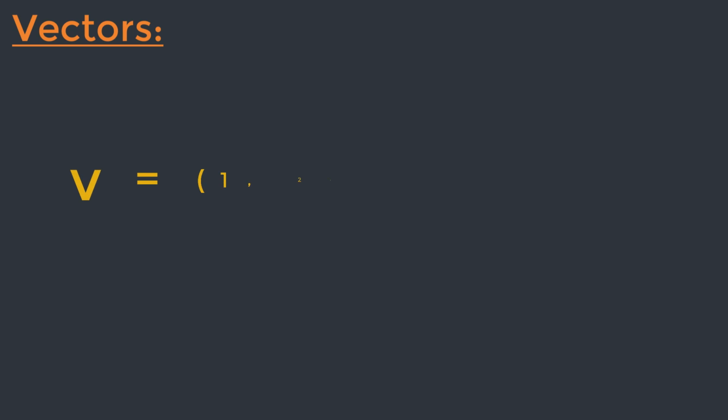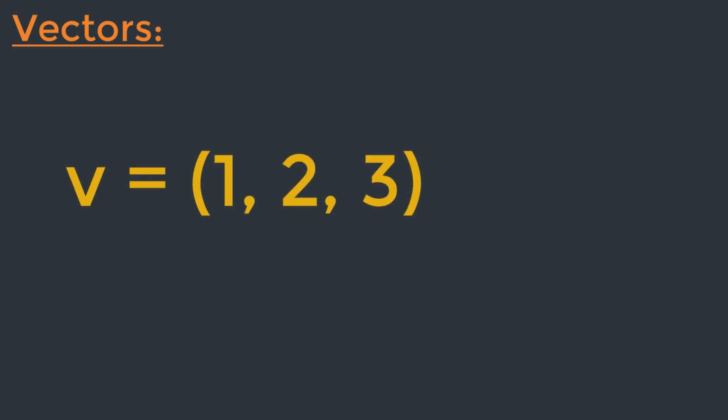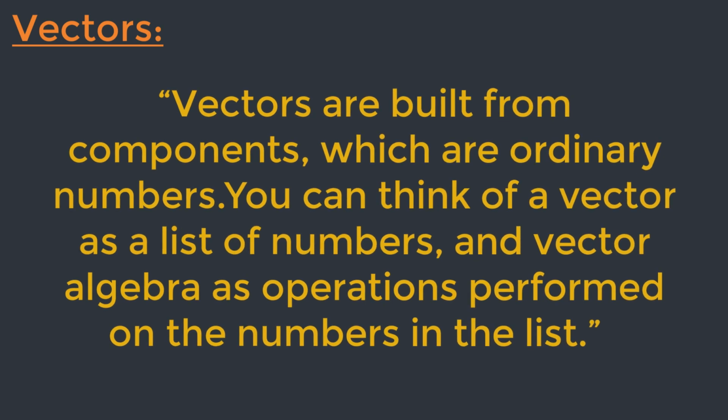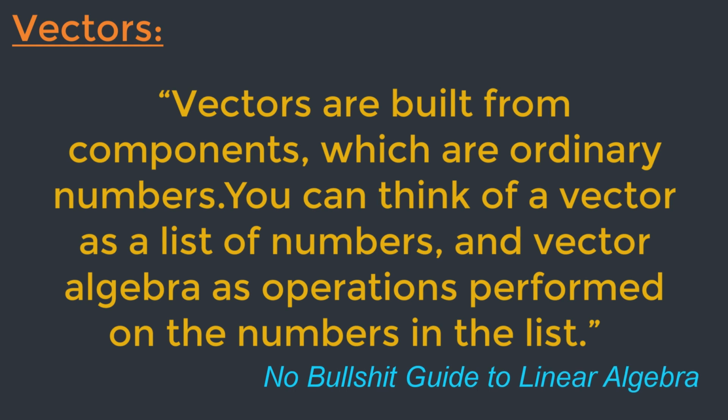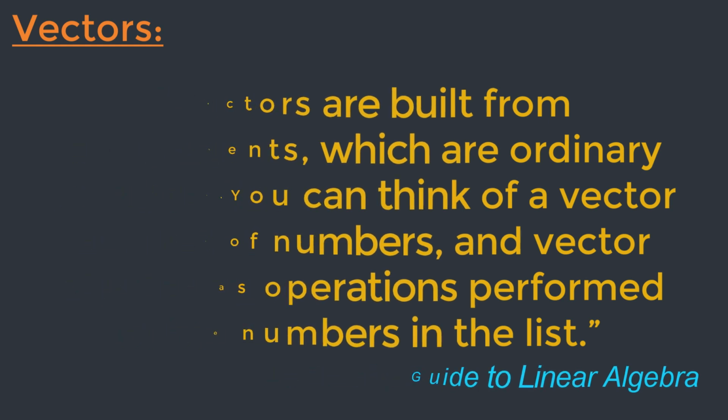A vector is a tuple of one or more values called scalars. Another, more detailed definition: vectors are built from components, which are ordinary numbers. You can think of a vector as a list of numbers, and vector algebra as operations performed on the numbers in the list. I have taken this definition from the book No Bullshit Guide to Linear Algebra.